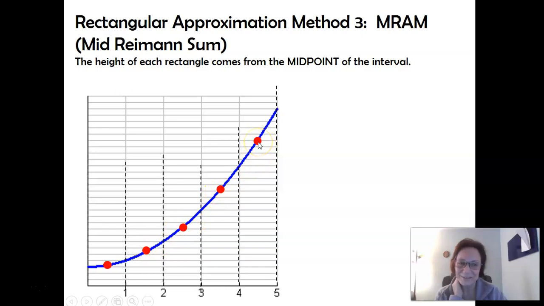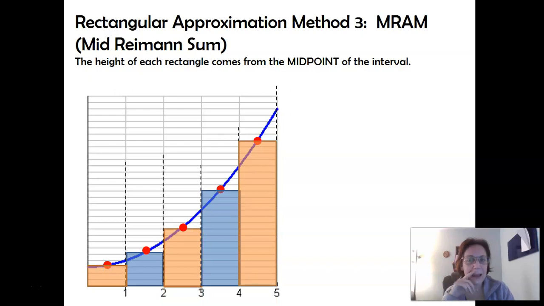I like this one. So when I put my rectangles in, now, the height isn't going to come from the left and it's not going to come from the right. It's going to come from the midpoint of the interval. So I'm going to go up to the curve in the middle, and that's what's going to determine the height of my rectangle. Now look what happens when I do an MRAM to this function.